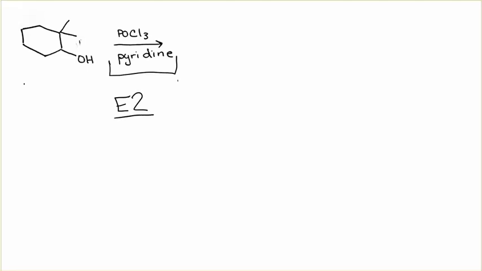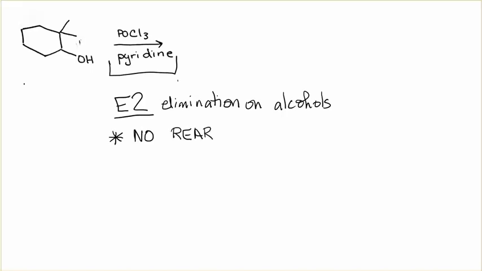E2 elimination on alcohols. And the reason why E2 is important is because you get absolutely no carbocation rearrangements. You get no carbocation rearrangements because no carbocation is formed, because it goes E2.